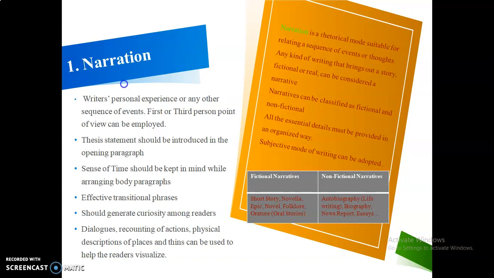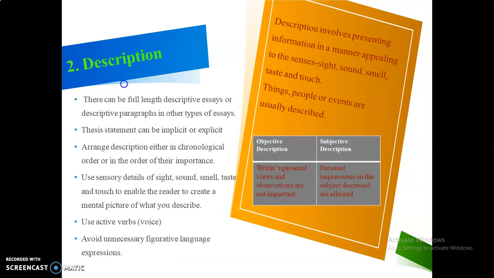The second rhetorical strategy is description. Description is similar to narration in some sense, but a bit different as well. So description involves presenting information in a manner appealing to the senses, our five senses, right? Sight, sound, smell, taste and touch. So when we describe things or information in a manner appealing to these five senses, that should be considered as description or descriptive essay. So things, people or events are usually described in such essays.